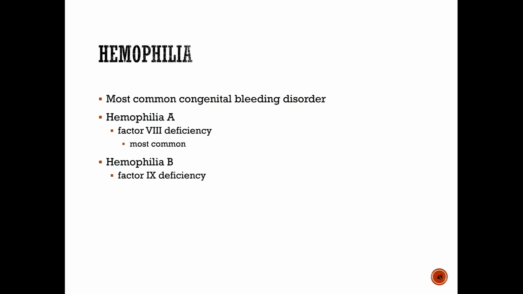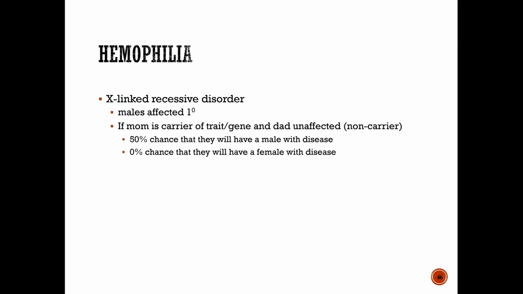Moving on to another illness or disease, hemophilia. It is the most common congenital bleeding disorder, and it's defined as a deficiency in specific clotting factors. Hemophilia A is factor VIII deficiency, and it is the most common and is actually 85% of hemophilia cases. And then there's hemophilia B, which is factor IX deficiency. It is an interesting disease. Again, it has to do with genes. It's an X-linked recessive disorder, and males are solely affected.